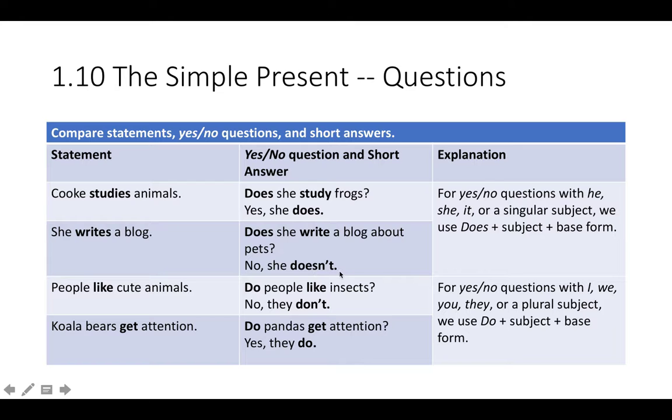And here's the contraction. Okay, if you have a yes-no question and your subject is I, we, you, or they, or a plural subject, you use do and don't. Do people like insects? No, they don't. Do pandas get attention? Yes, they do.